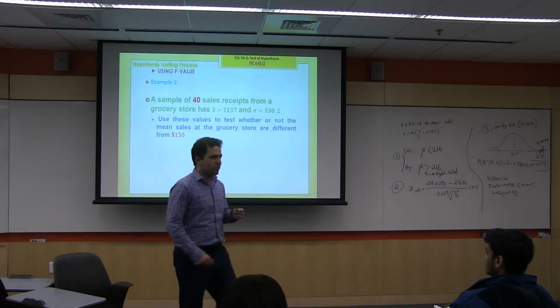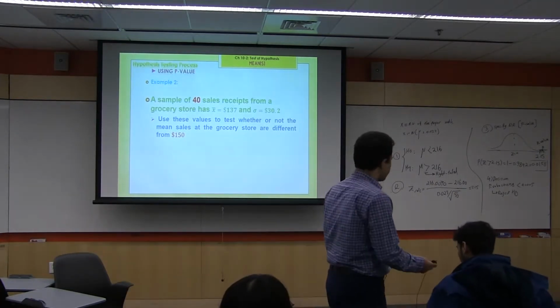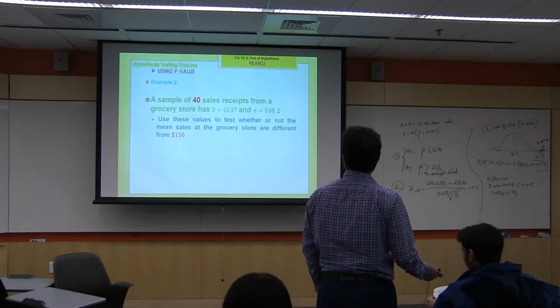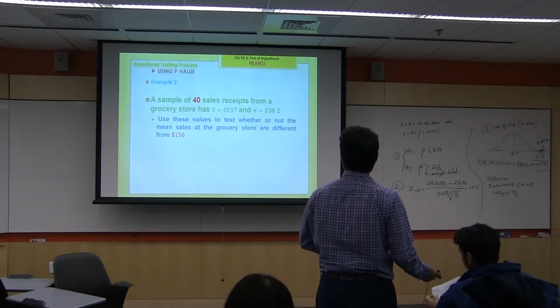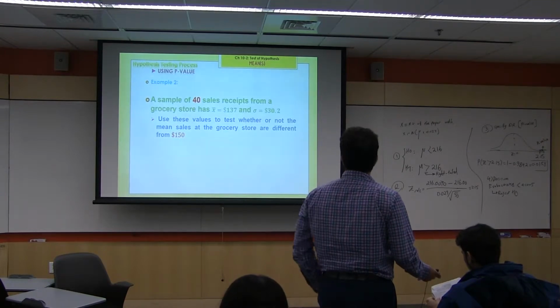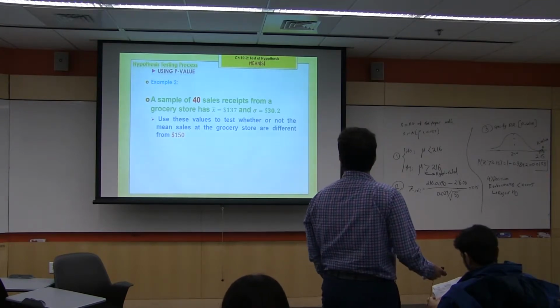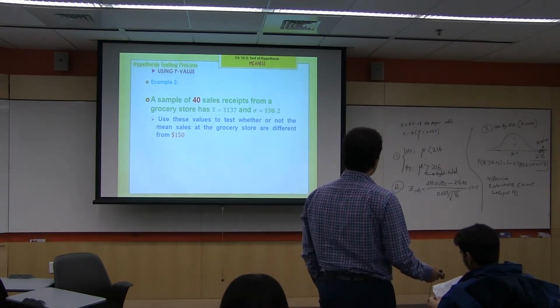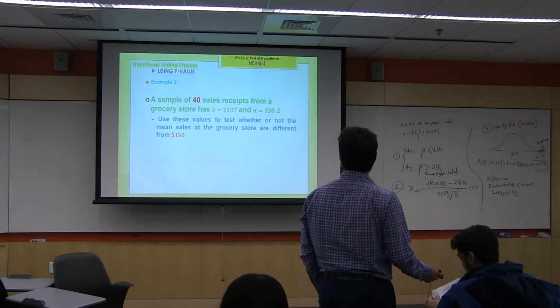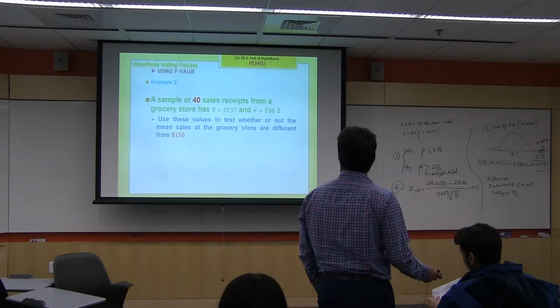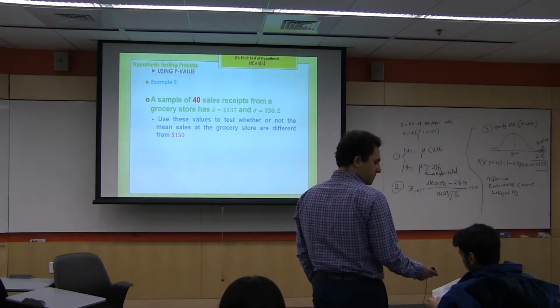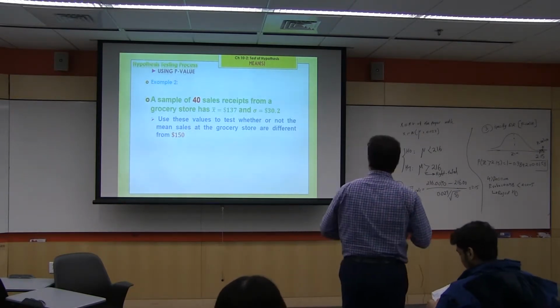I have to ask you to read all of the examples today. Okay. A sample of 40 sales receipts from a grocery store has X bar equal to $137 and sigma equal to $30.2. Use these values to test whether or not the mean sales at the grocery store are different from $150.